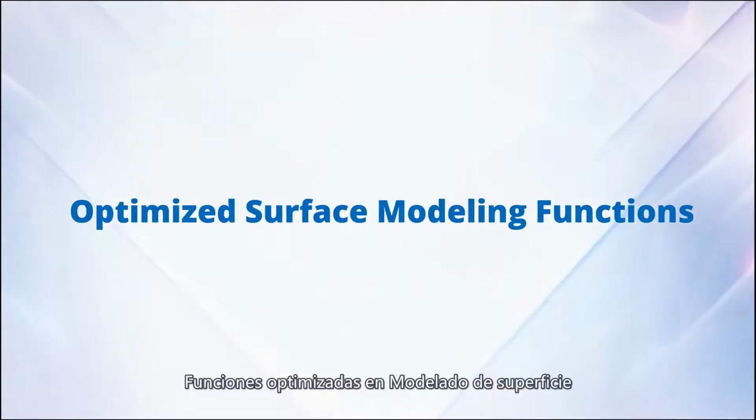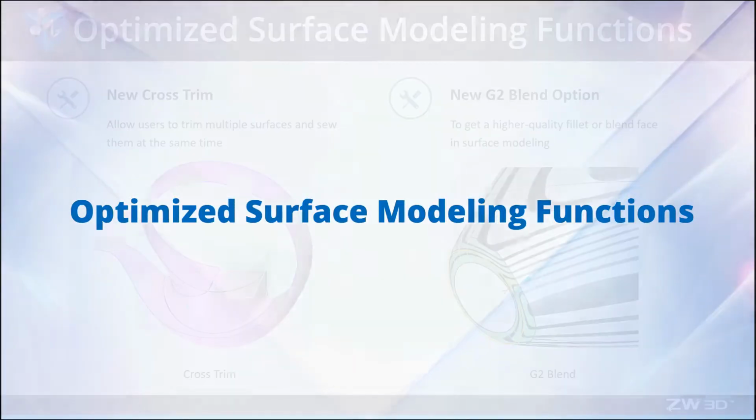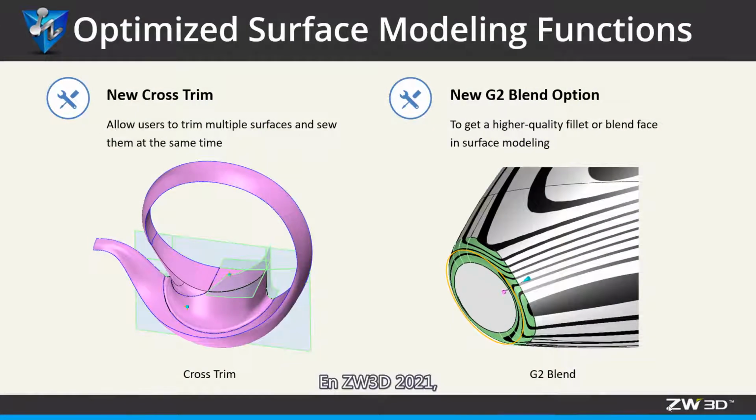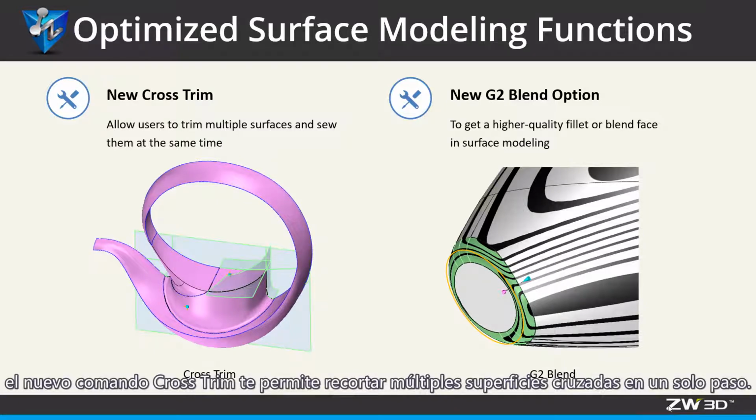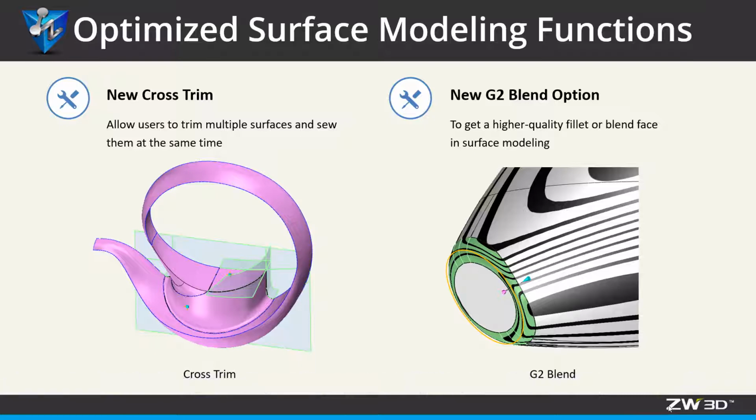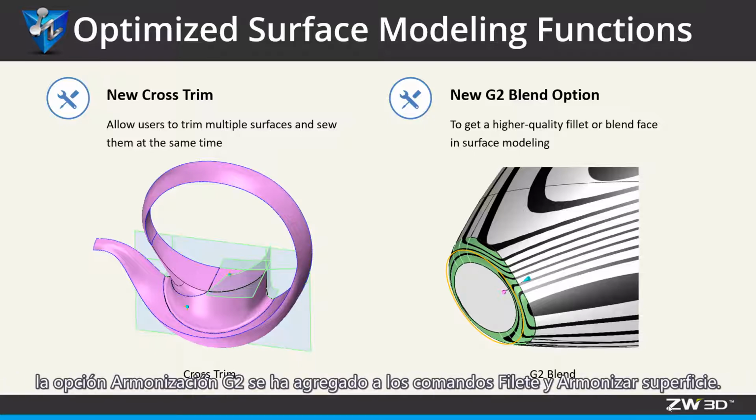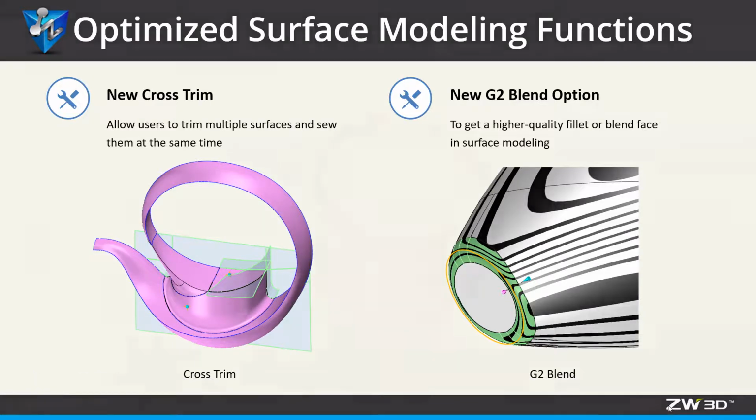Optimize surface modeling functions. In Z3D 2021, there are two main improvements for surface modeling. First, the new cross-trim command allows you to trim multiple cross faces by one step. Second, the G2 blend option has been added to fillet and blend face commands.